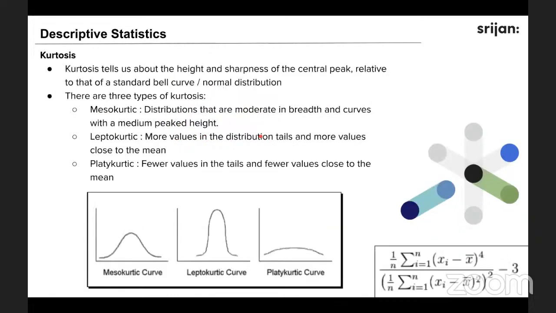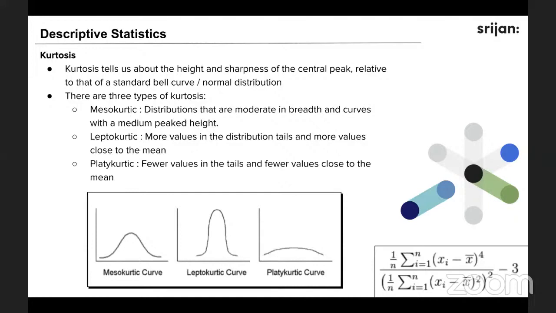Then we have another term, which is kurtosis. Kurtosis basically tells us about the height and sharpness of the distribution. We always calculate kurtosis relative to the normal distribution, so we generally compare it with what it would have been if it were a normal distribution. There are three different types of kurtosis: mesokurtic, leptokurtic, and platykurtic.